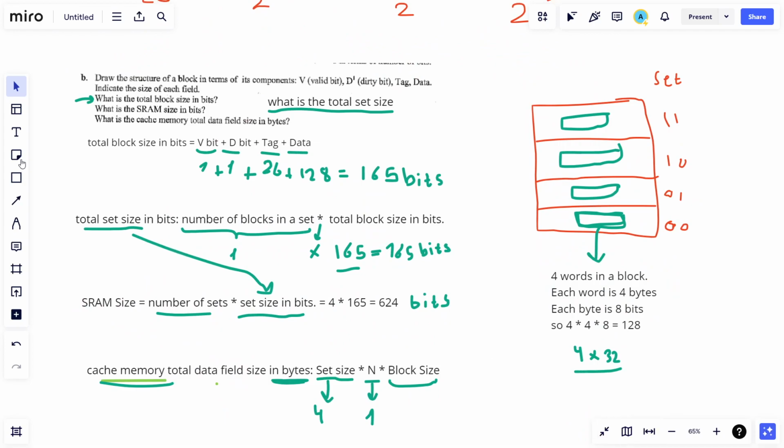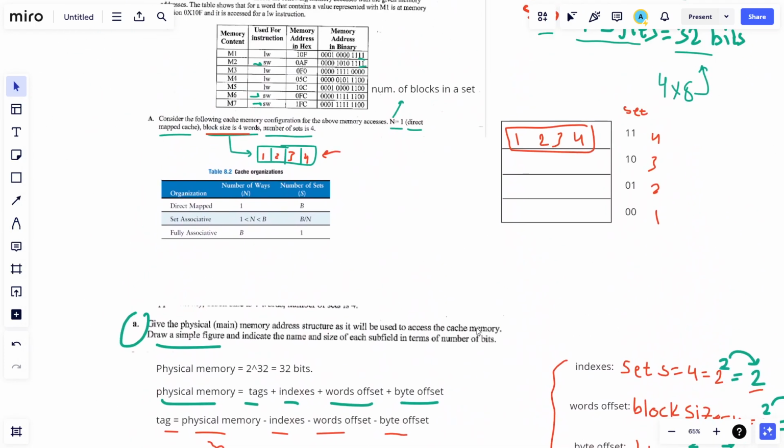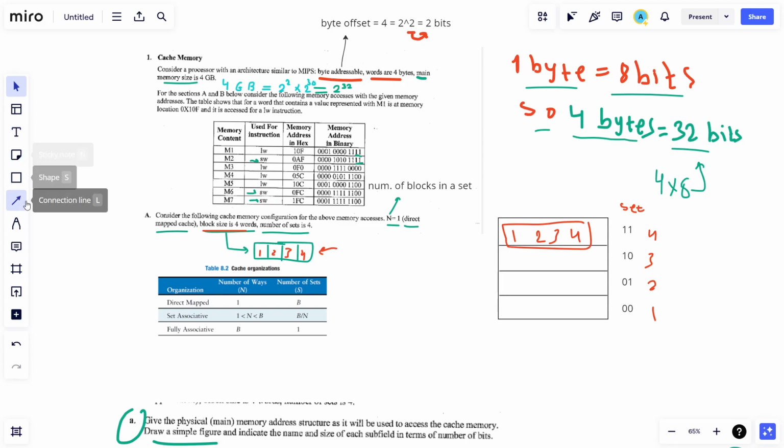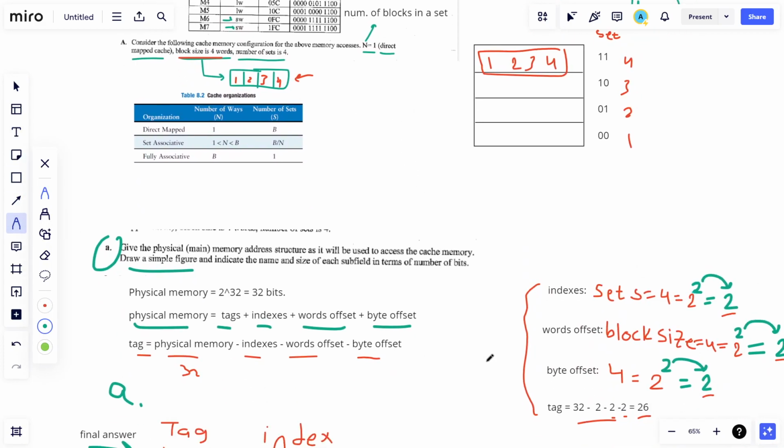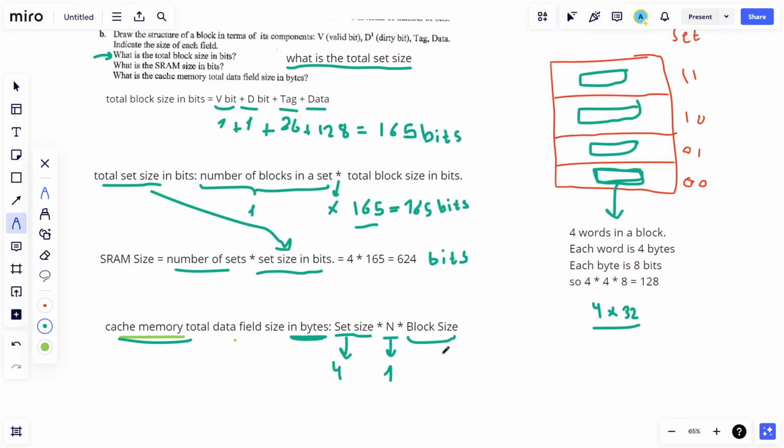Okay, I don't know what happened, but we already said that block size is, as you can see, 4 words. So we have 4 words, right? So it should be multiplied by 4, but this is not enough because we know that each word is 4 bytes and we want our answer in bytes, so we multiply it by 4.